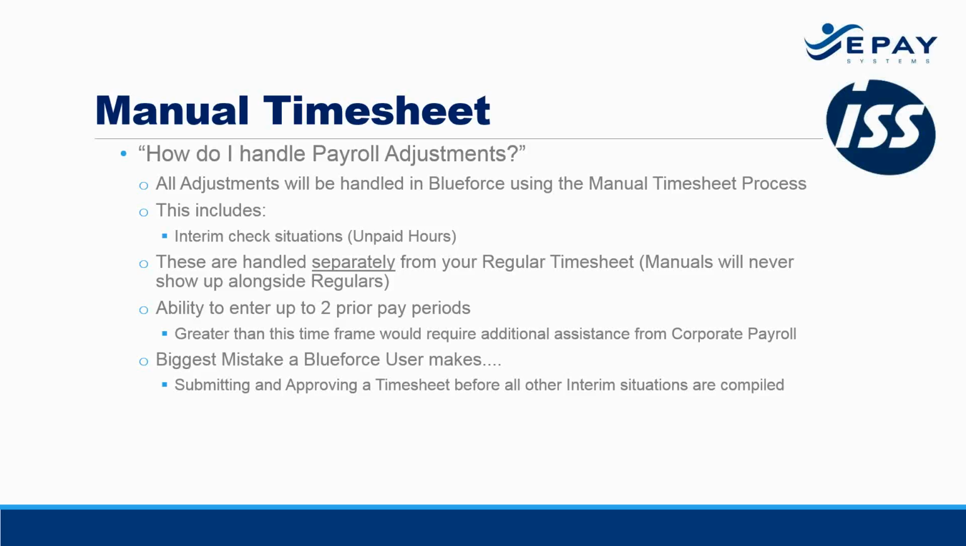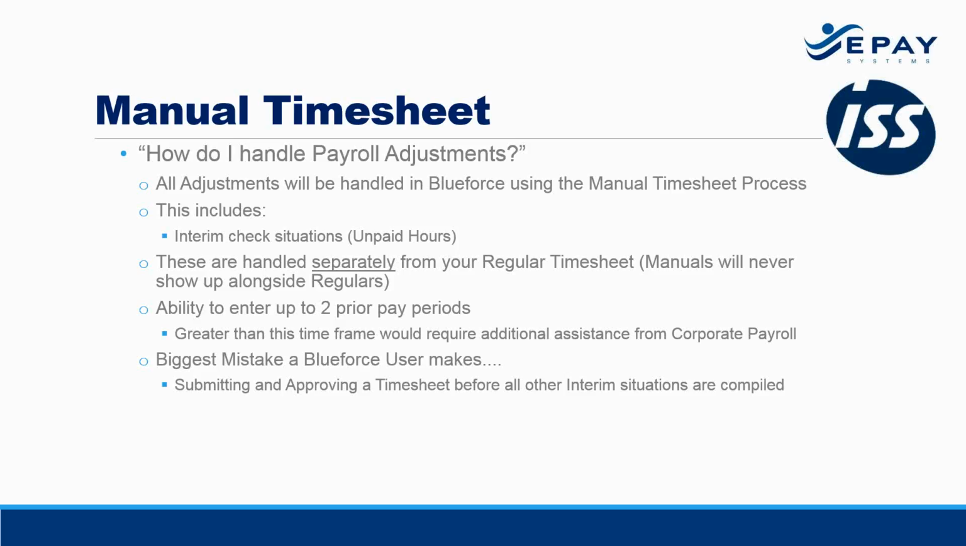Manuals will never show up alongside regulars, and that's something to keep in mind, because you typically think, oh, I enter my time, I'm done. I don't see it in there, but I know it's in there. It's going to go through when I submit and approve it. You've got to pay attention that there are separate sections for manual and your regular timesheet.